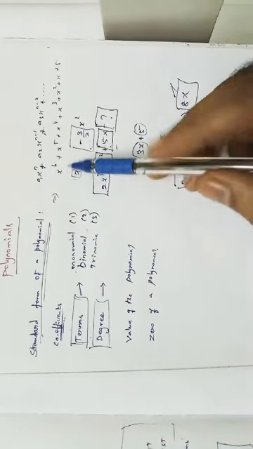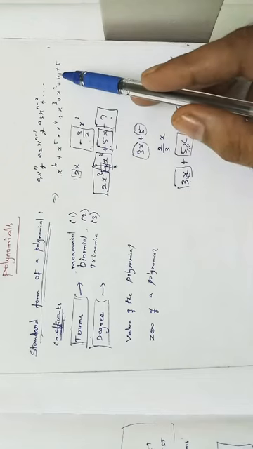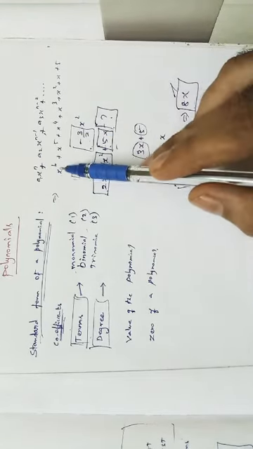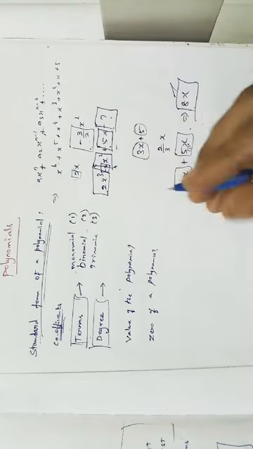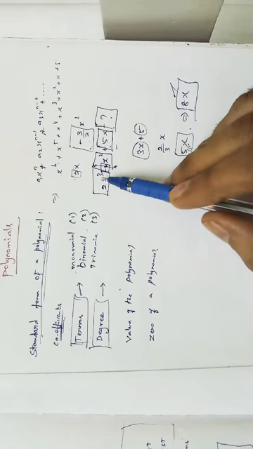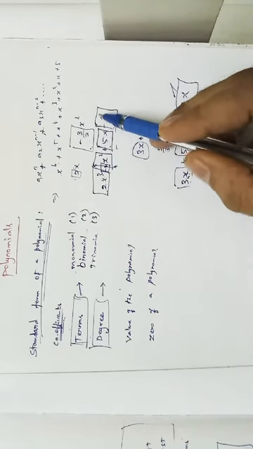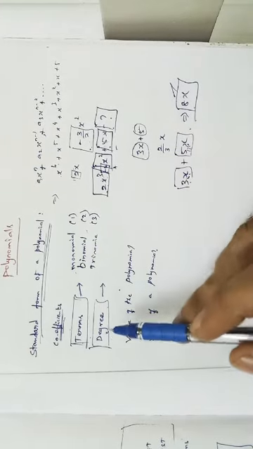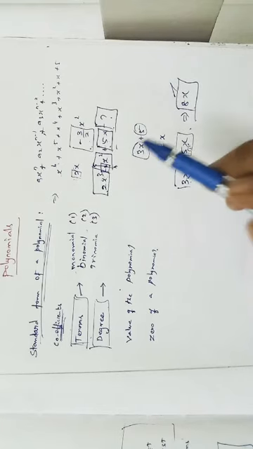See, I'm having this example. What is the highest power? 1, 2, 3, 4, 5, 6. 6 is the highest power of this polynomial, so the degree of this polynomial is 6. Suppose I am having x cube, x square, x, constant. What is the highest power in this polynomial? 3. So the degree of this polynomial is 3. So degree is nothing but the highest power of the polynomial.